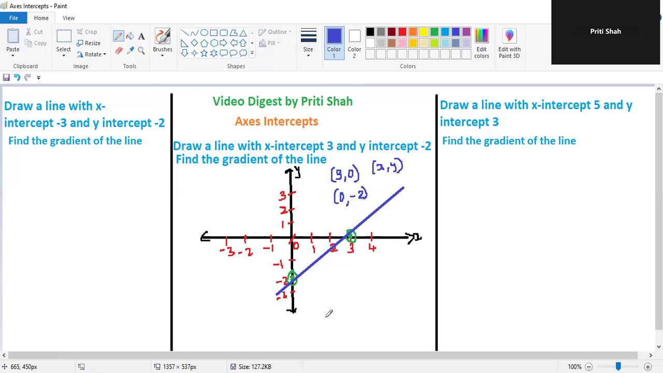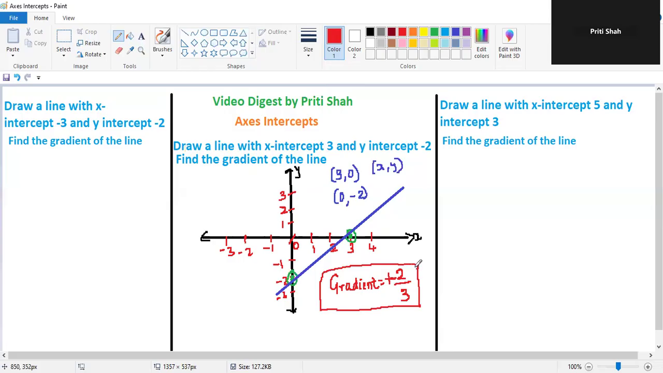Now we want to find the gradient of this line. So what will be the gradient of this line? Let's write down gradient here. What is y? First take y. It's -2. So write -2. What is x? Write that below that. 3. And now change the sign. Changing the sign means negative becomes positive. So the gradient of this line will be 2 divided by 3.